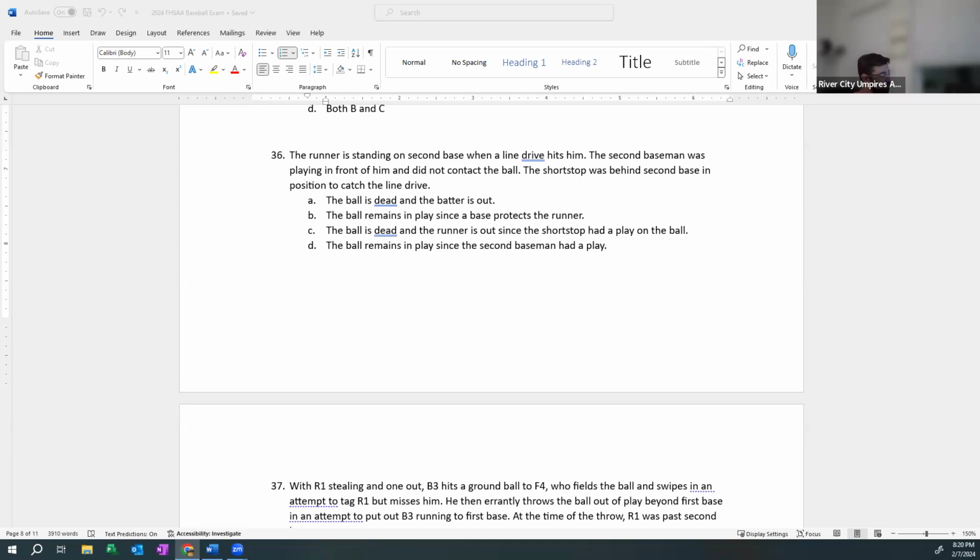All right, so here's the rule. 8.4.2(k): The runner is out when he is contacted by a fair batted ball before it touches an infielder or after it passes any infielder except the pitcher and the umpire is convinced that another infielder has a play. So this is clear that the shortstop still had a play and he was hit by a batted ball, right? So he is going to be out because the shortstop had a play on the ball.